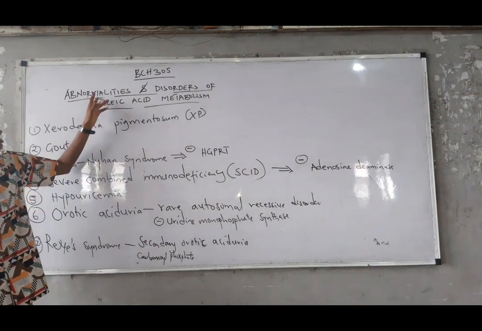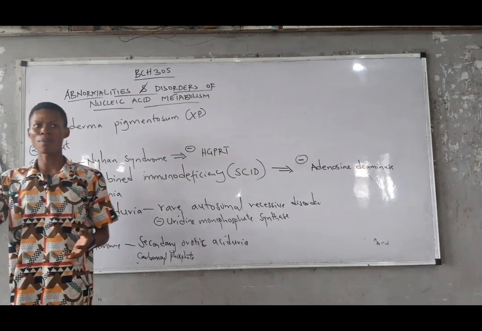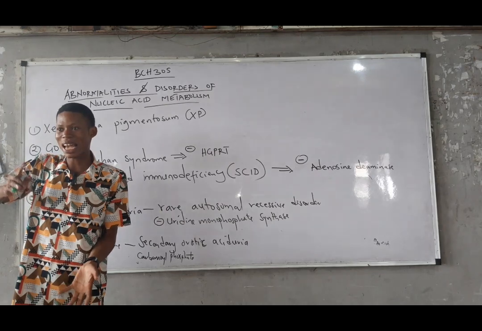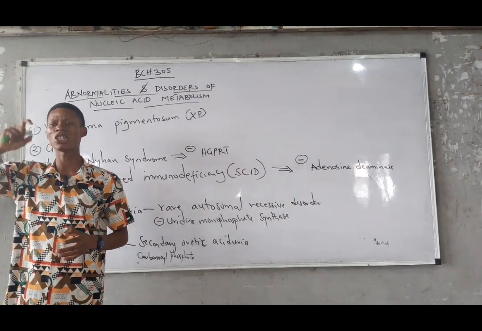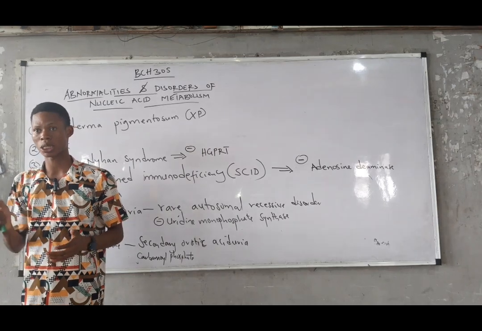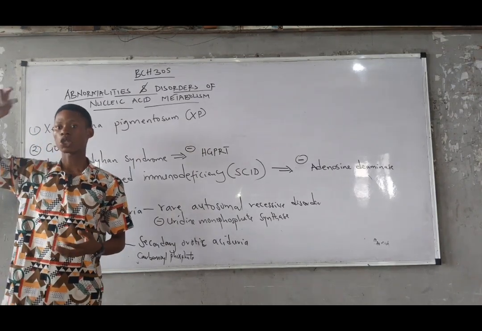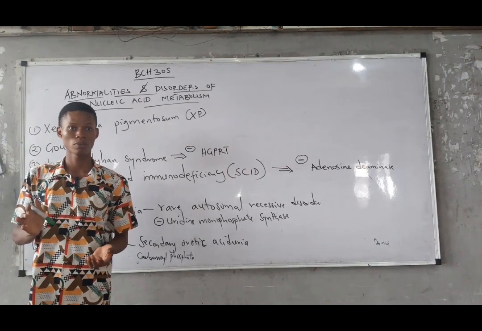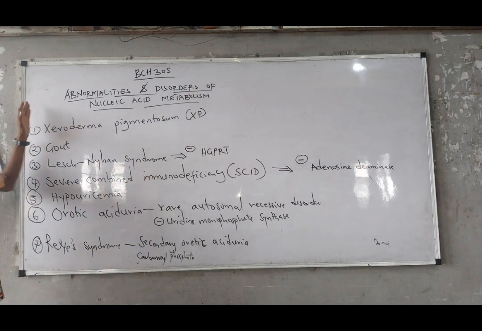Now, the abnormalities or disorders of nucleic acid metabolism. Metabolism means we are talking about the synthesis and the breakdown, is it not? Anabolism and catabolism. So we are going to look at disorders associated with those pathways. Most of these disorders are usually enzymopathies, disorders associated with the enzymes. Not all, by the way. So we are going to look at some of them here.